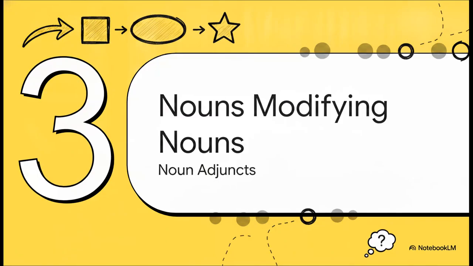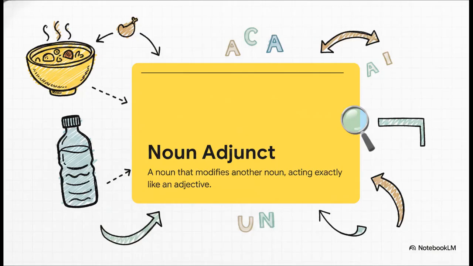Section 3, Nouns modifying other nouns. What's really fascinating here is the concept of a noun adjunct, which is sometimes called an attributive noun.